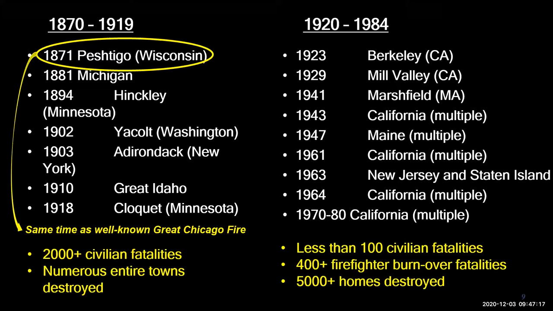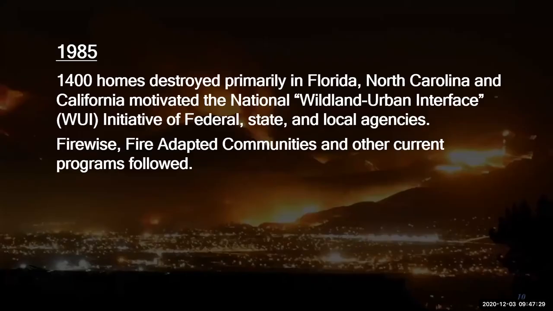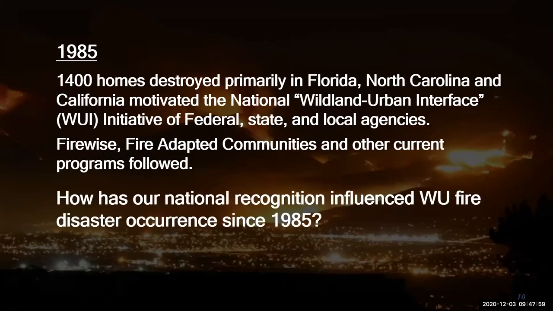Now, about 100 civilian fatalities, but now actively trying to suppress fires, 400 firefighter burnover fatalities, and about 5,000 homes destroyed. So the demarcation point of our current wildland urban fire attention occurred in 1985, when about 1,400 homes burned in Florida, North Carolina, and California. And this motivated the National Wildland Urban Interface Initiative of federal, state, and local agencies. And this led to programs that currently exist like FireWise USA, Fire Adapted Communities, and other current programs.